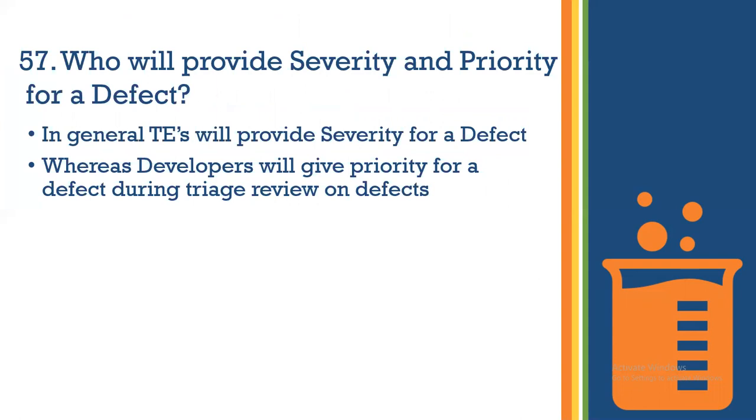Triage review or triage meeting means once you send the defects to the developers, developers will conduct the review in order to confirm whether the defects which you reported are valid or not, and which defects they need to resolve first based on the client point of view, business point of view. They give the priority.